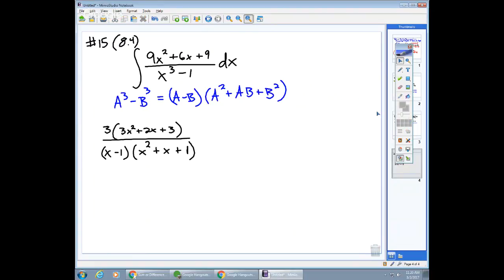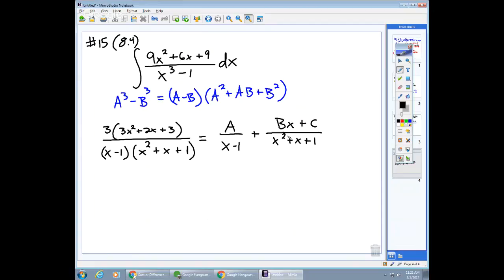Okay, so partial fractions on this one. This is going to be equal to A over x minus 1 plus, since that's an irreducible quadratic, we need a linear factor in the numerator. Oops, and I'm already using A. So we'll do Bx plus C over x squared plus x plus 1. And we just have to come up with the values of A, B, and C.